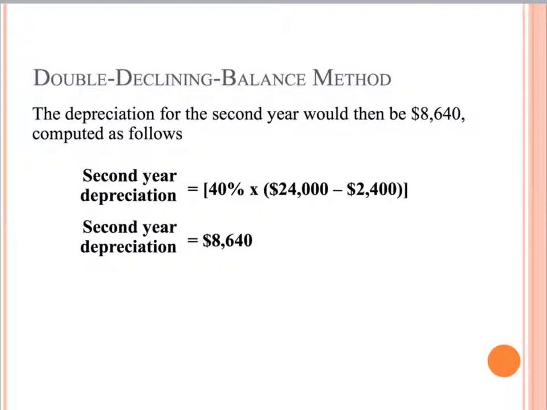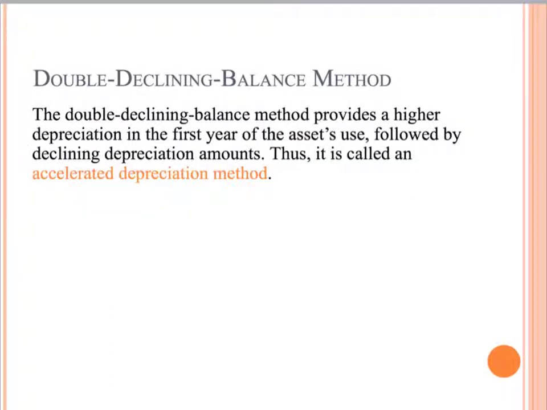Continuing on with a partial year beginning, the second year would then be $8,640. The second year depreciation following the chart is the $24,000 cost minus the accumulated depreciation in year 1 times the 40% rate, which gives us $8,640. The double declining balance method provides a higher depreciation in the first year of the asset's life, followed by declining depreciation amounts. And this is called accelerated depreciation method.